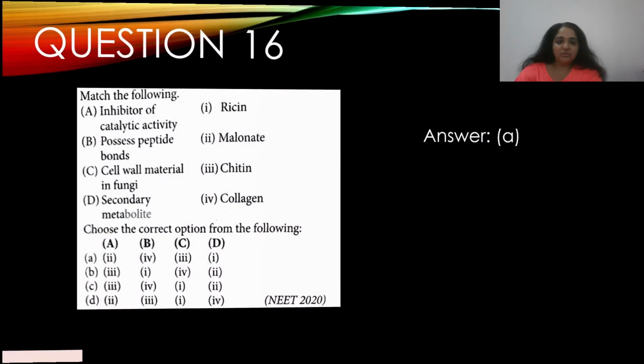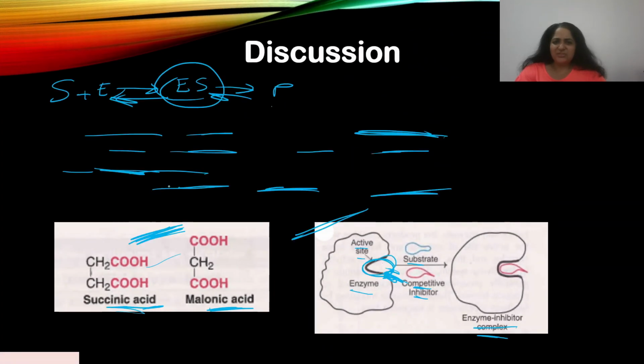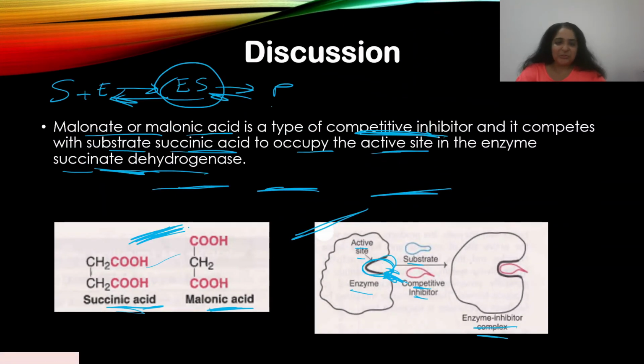If we go back to the question, one more thing: cell wall material in fungi, please remember, chitin is one of the products that are present in the cell wall of fungi. Secondary metabolite, yes, all these names are present in NCERT. I already discussed this in the previous video, so please check that out. And collagen we've already discussed multiple times, it shouldn't be new to you.